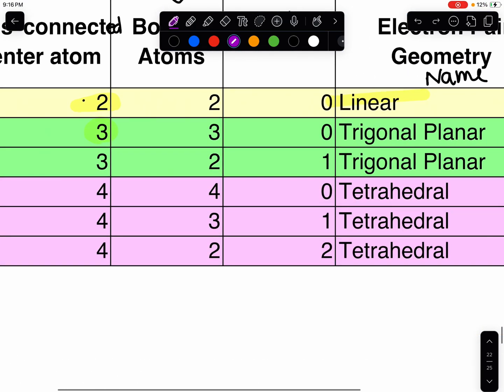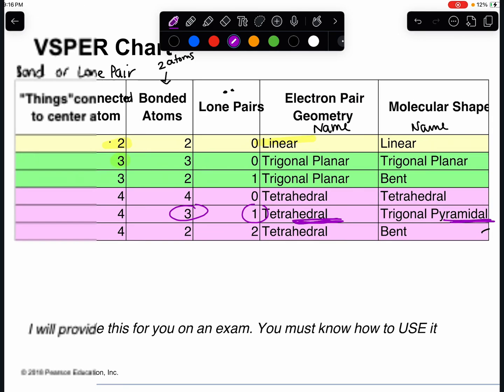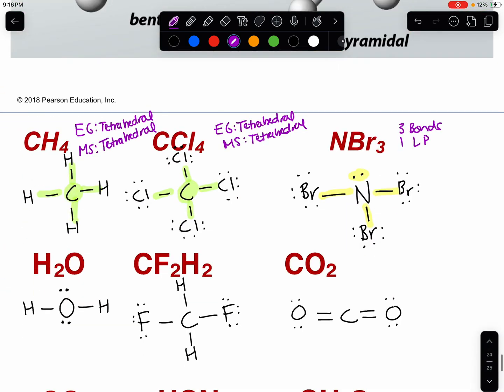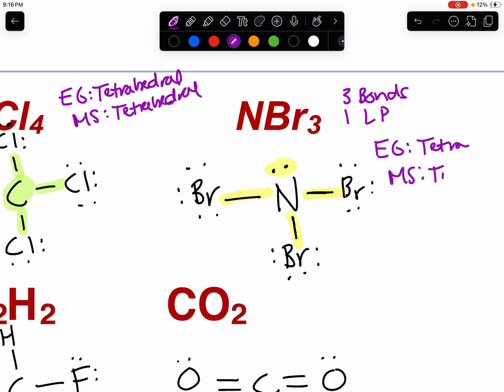So I'm going to go ahead up here and look at our chart again. We have 4 connections, 3 of them are bonded, and 1 is a lone pair. So that changes us. Tetrahedral is still going to be the overarching name, but the more specific name is called trigonal pyramidal. So that's all we have to do. All you're going to have to do is utilize this chart. I'm going to just write tetra to save myself some time because you guys know what I'm saying here. The molecular shape is trigonal pyramidal.